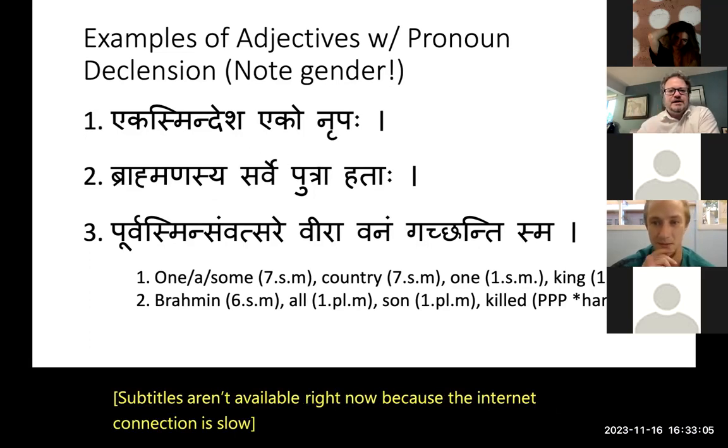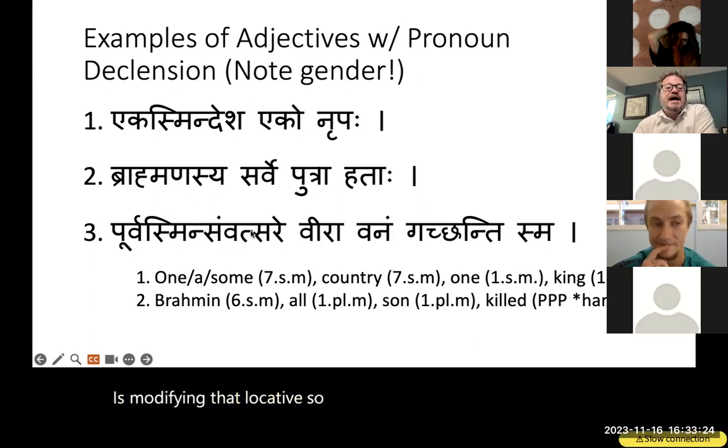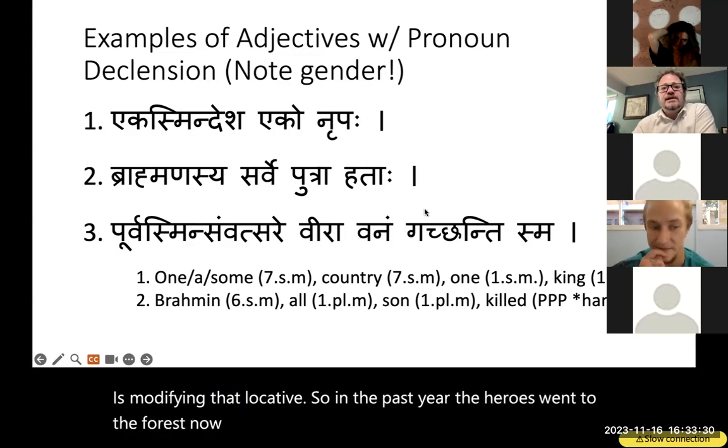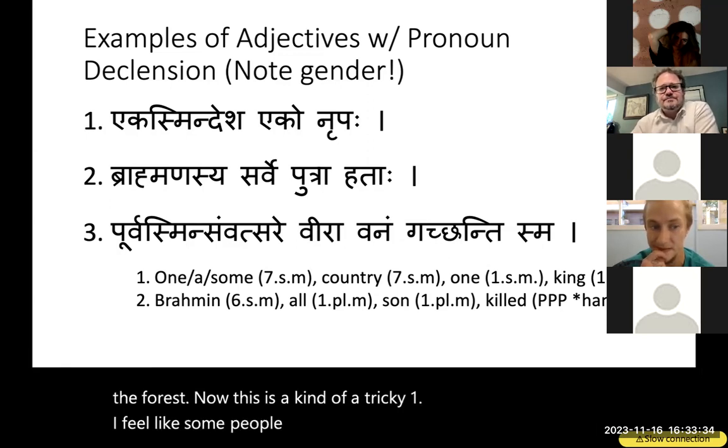I must have confused you on that one. But yes, the thing is, this is an adjective that is defining year. The important thing is to see that these are both in locative and that this locative is modifying that locative. So in the past year, the heroes went to the forest. Now, this is kind of a tricky one. I feel like some people should have some questions.